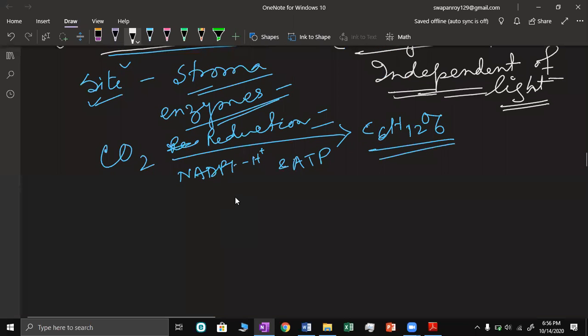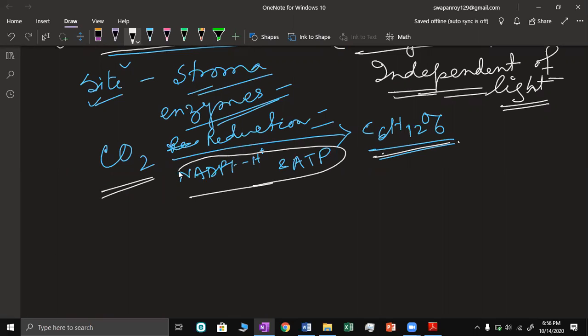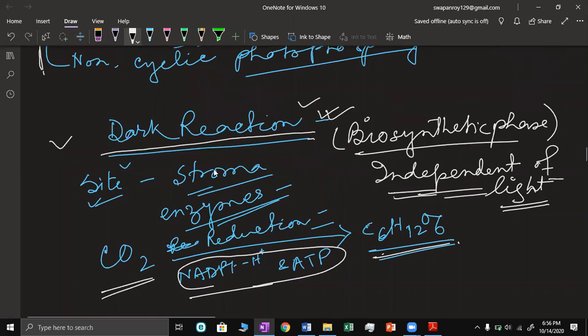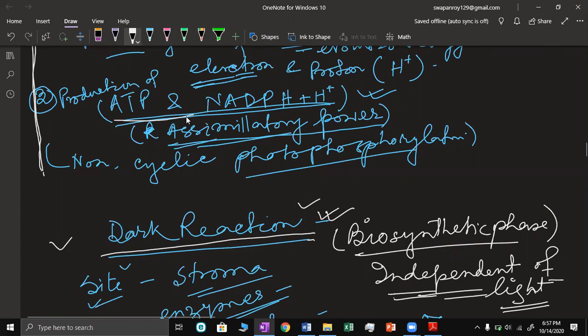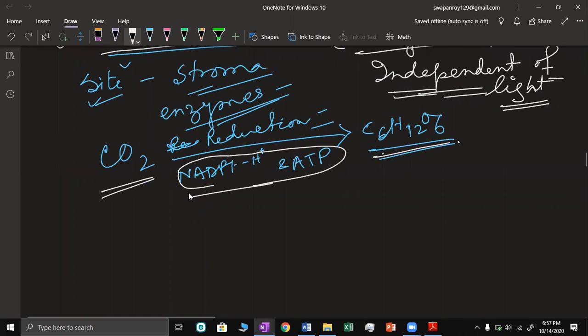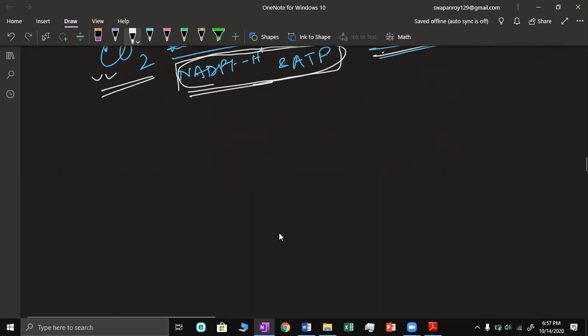Here, as I told, the carbon dioxide is reduced to carbohydrate with the use of this assimilatory power which was produced in the light reaction. In the light reaction, the products were ATP and NADPH2. So this ATP and NADPH2 are utilized in the dark reaction for reduction of carbon dioxide. This dark reaction is also known as the Calvin cycle.